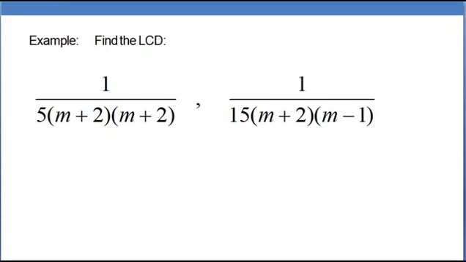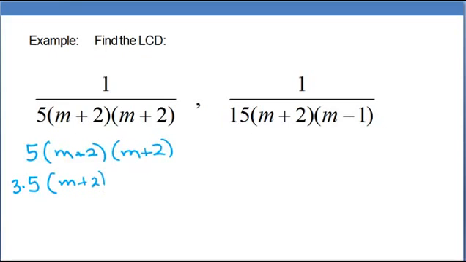Now we're ready to find the common denominator for some denominators that are not just monomials. These are already in factored form except for the numbers. So let's write them down. So we have a 5 and an m plus 2, and another m plus 2. That's one denominator. For 15, we will have 3 times 5, and we have an m plus 2 and an m minus 1. So all of these are different types of factors. m plus 2 is different from m minus 1. And so we will pick out our LCD.